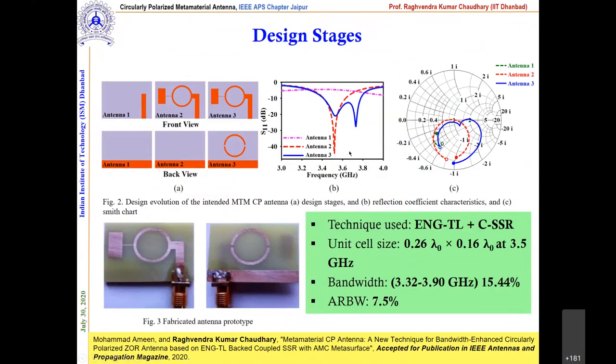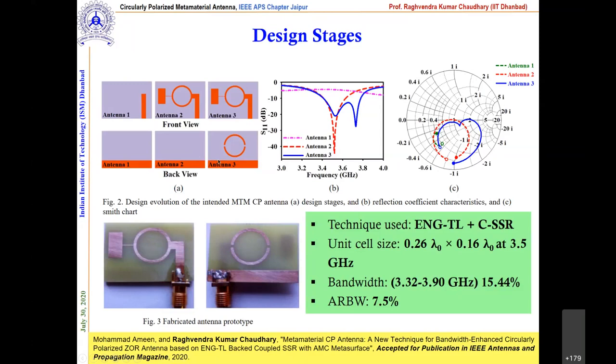Now, if you see antenna number 2, which is without the backside single split ring resonator, we have only one resonance. As soon as you accommodate a single split ring resonator, the second resonance point also appears. The reason is quite clear. I'll show you the equivalent circuit, and you can find this resonance point.